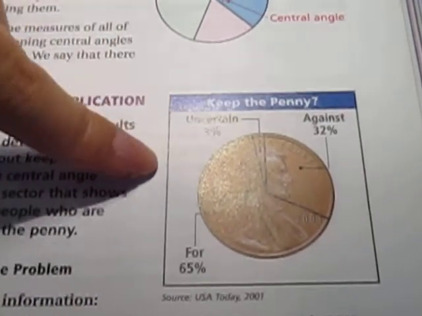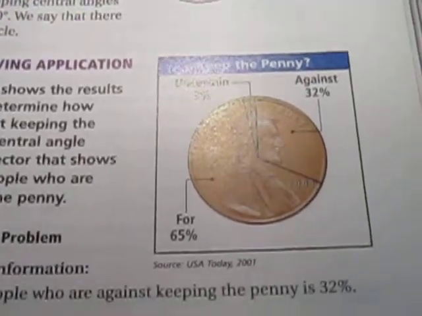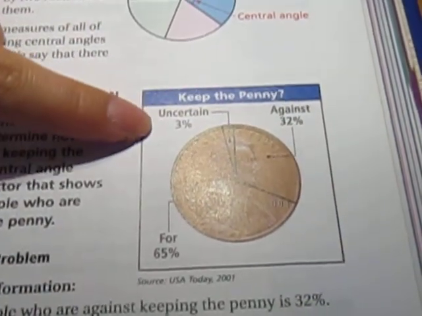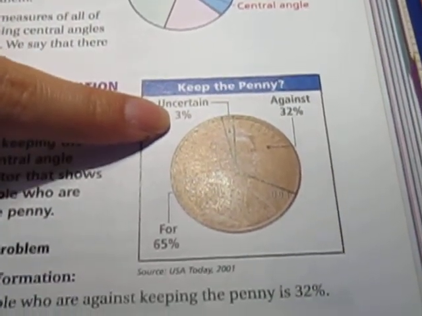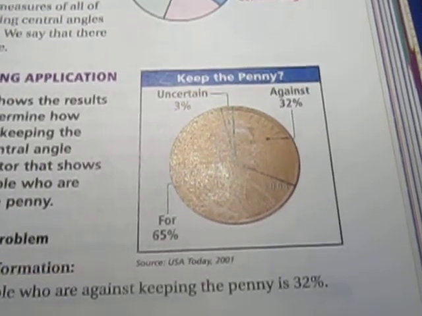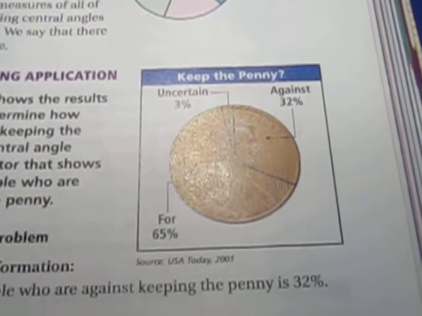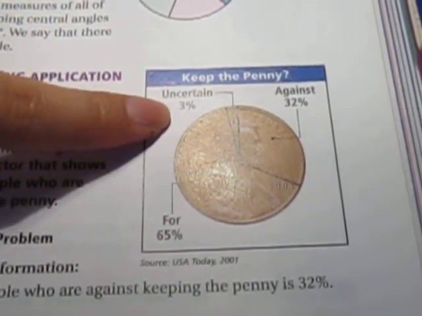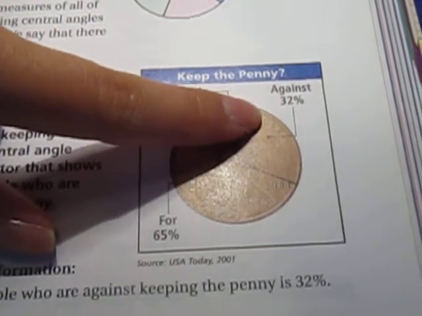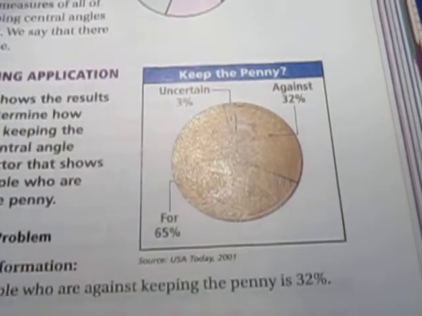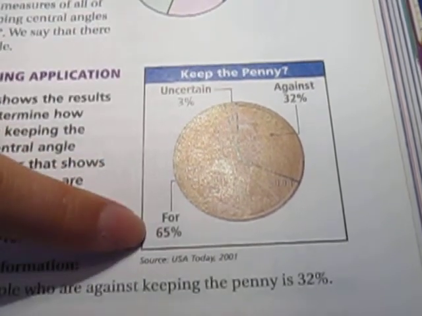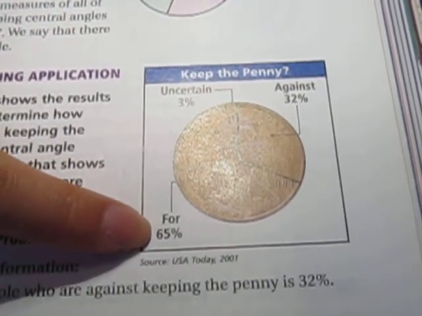So looking at this circle graph, sorry for the glare, I'll try to get rid of that. It says that 3% of people are uncertain. We don't know how many people were surveyed. They could have asked 100 people, they could have asked 200 people, we don't know. But however many people they surveyed, 3% said that they don't know how they feel about keeping the penny or not. 32% are against keeping the penny, and then 65% are for keeping the penny.